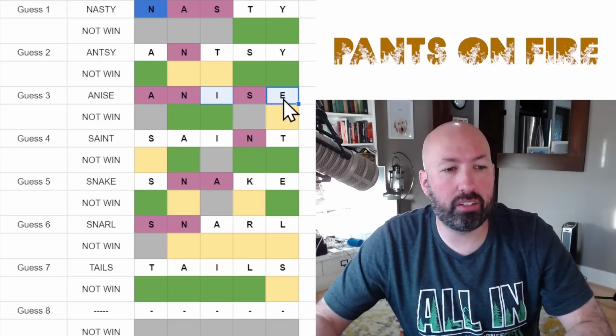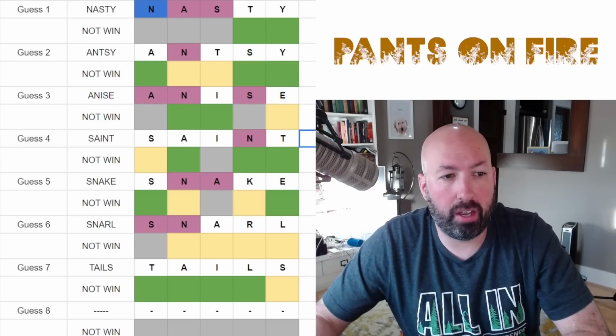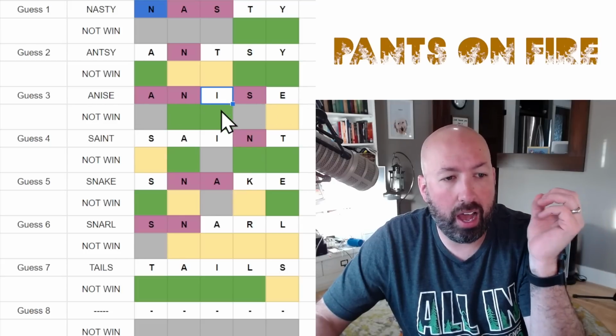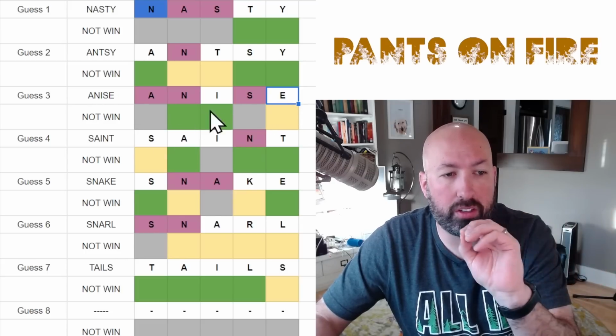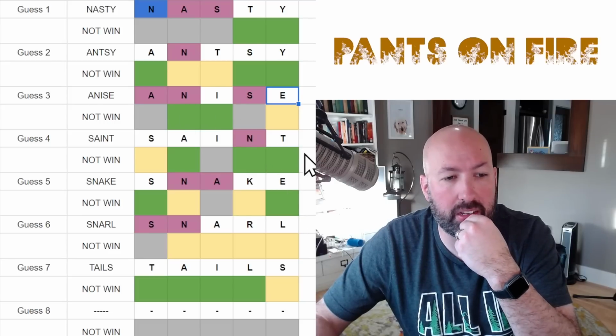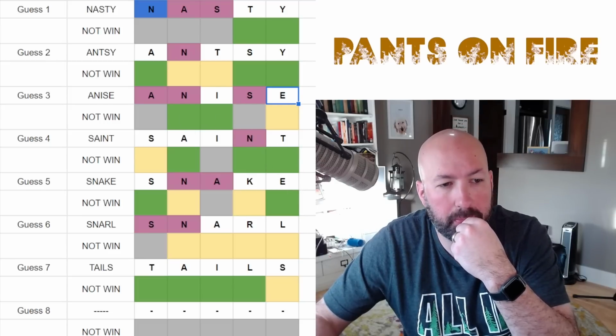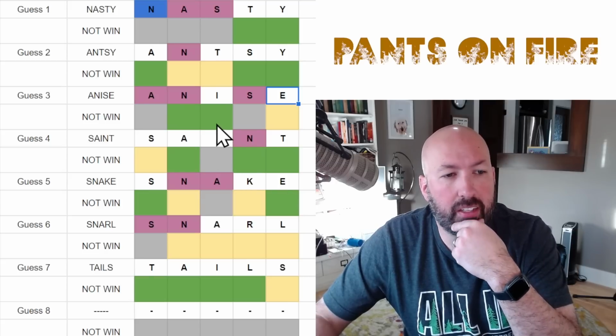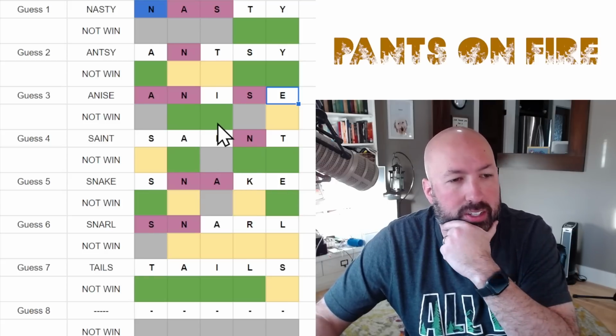So we know one of these two has to be true then, right? That's the thing on this anise or anise or however you say the word. Either the I is third or there is an E somewhere else, because one of those two has to be true. So I'm inclined to think there's an I somewhere else.